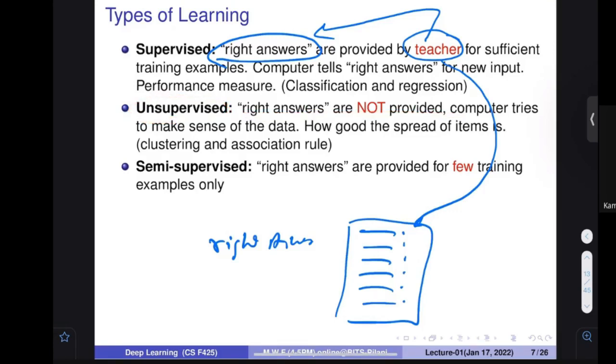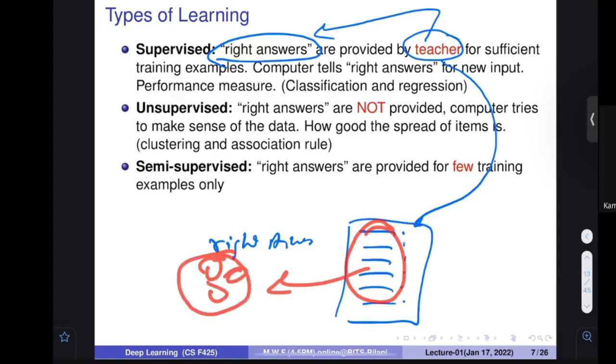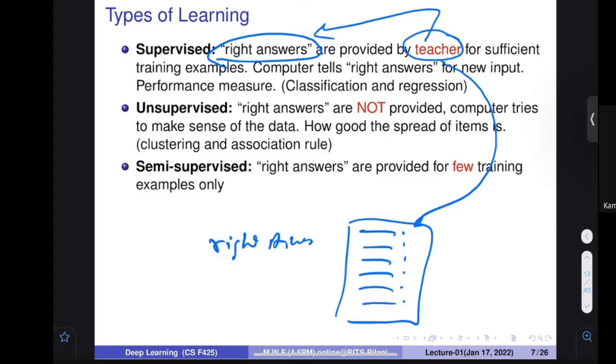The computer tries to make sense of the data. Because the right answers are not given, the computer tries to understand what the different categories of the data items are, and then uses this to explain something about the data. For example, clustering and association rule mining come into this category. In between these two extremes there is a semi-supervised version, where the right answers for some of the things are given, and for the remaining they are not.